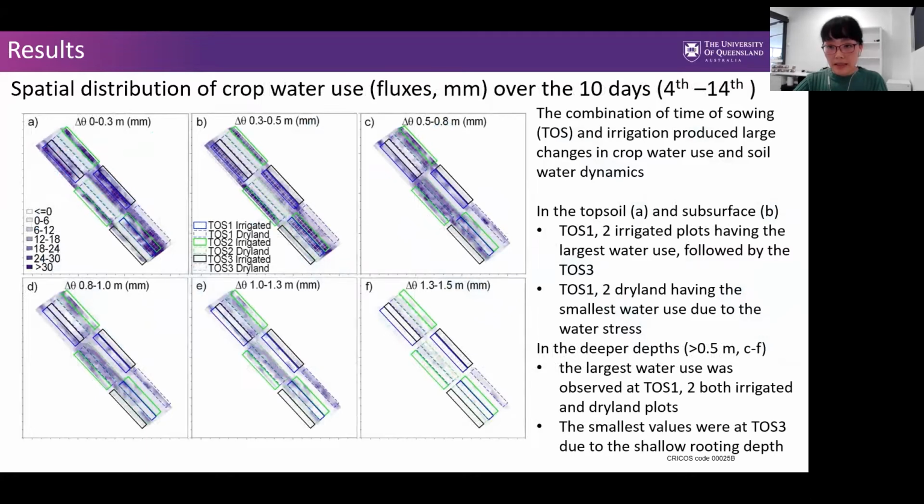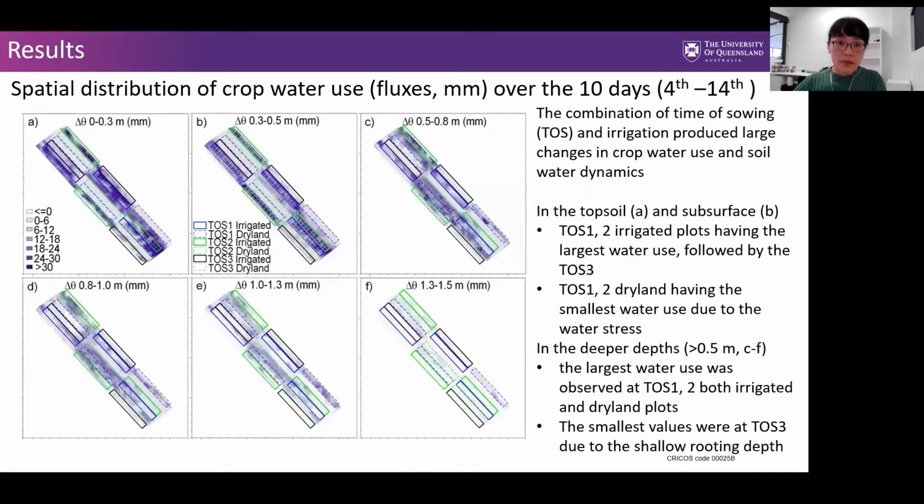Based on the predicted soil moisture maps on the two survey days at each of the soil layers, the water flux with depths was calculated to represent the crop water use in this survey period. And here is the spatial distribution of the calculated water flux. Based on these maps, we can conclude that the combination of time of sowing and irrigation produced large changes in the crop water use and soil water dynamics.